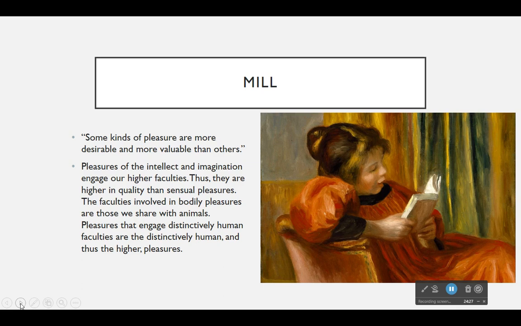Mill said that some kinds of pleasures are more desirable and more valuable than others. So there's more pleasure to be had out of making the effort to appreciate a great work of literature, say, for example, than the pleasure that comes from reading a comic book. As literature, say, for example, Shakespeare is better than comic books. Some pleasures are more valuable than others. That doesn't mean one can't also get pleasure from comic books, of course.